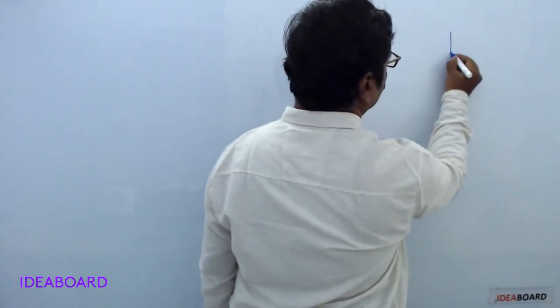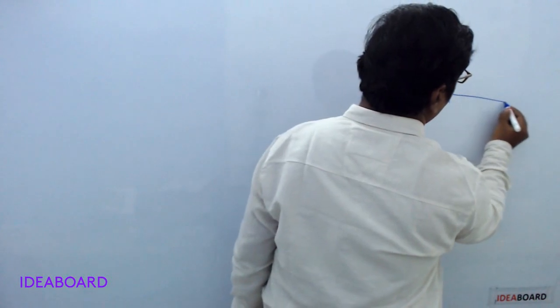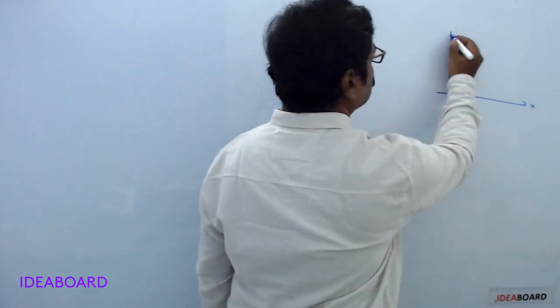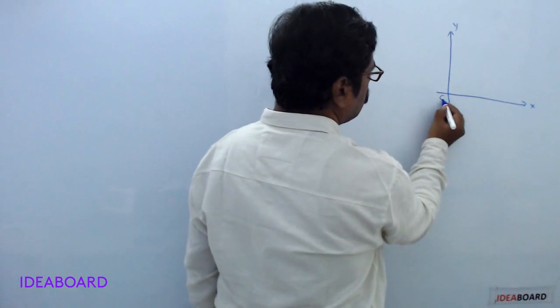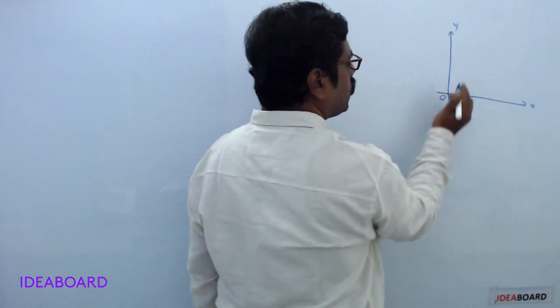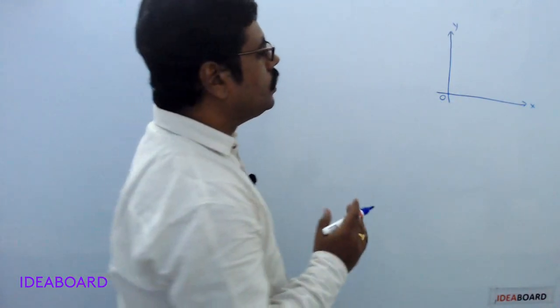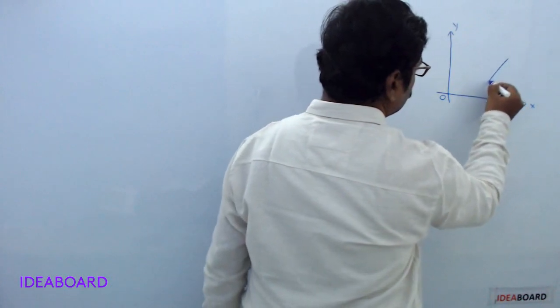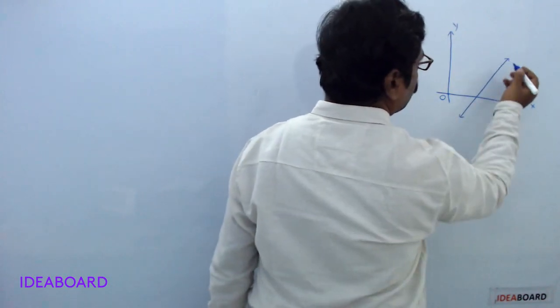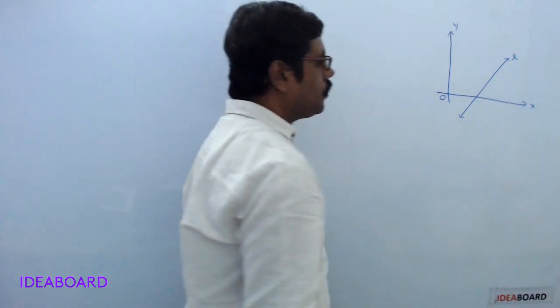Today we are going to discuss inclination and slope of a line. Now what is meant by inclination? First draw the coordinate axis. Suppose this is x-axis, this is y-axis. Point of intersection of x-axis and y-axis is origin. It is denoted with a letter O. Now draw a line. Now denote this line with a letter L.